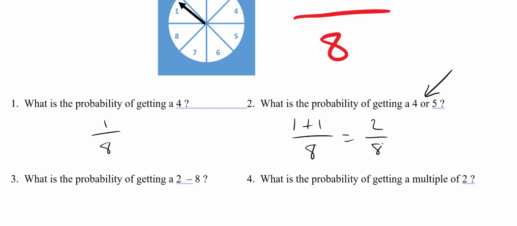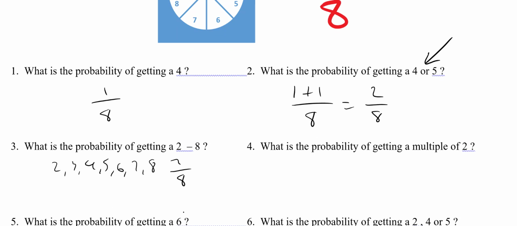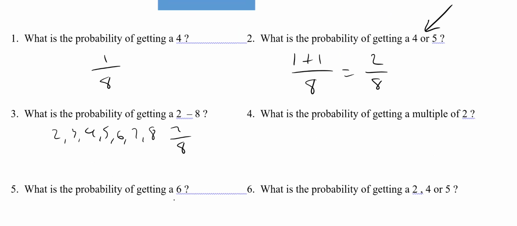What's the probability of getting a 2 through 8? So 2 through 8 means a 2, 3, 4, 5, 6, 7, or 8. So the only number that's missing is 1. So if you count those up, it's 7/8. Okay, what's the probability of getting a multiple of 2? Well, you guys should know that. Multiple of 2 is 2, 4, 6, or 8, right? That's a multiple of 2. So that's going to be 4 out of 8, or 1/2.